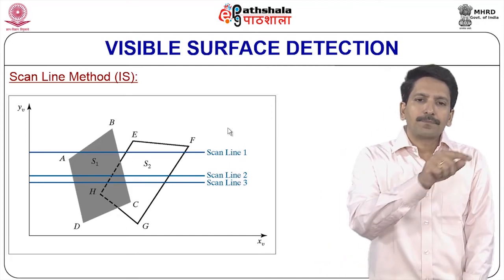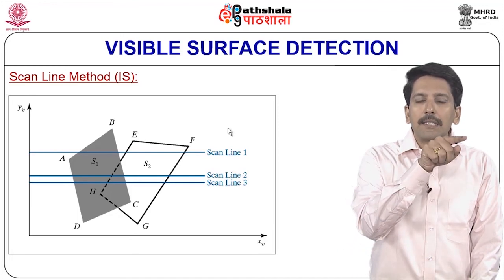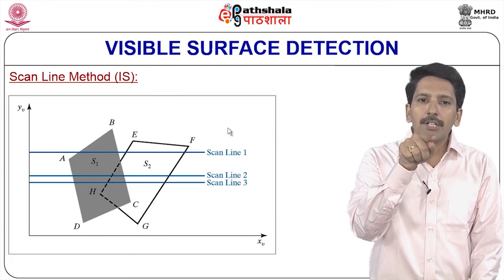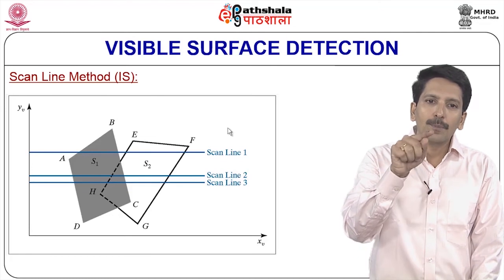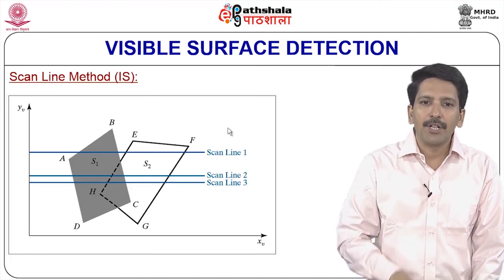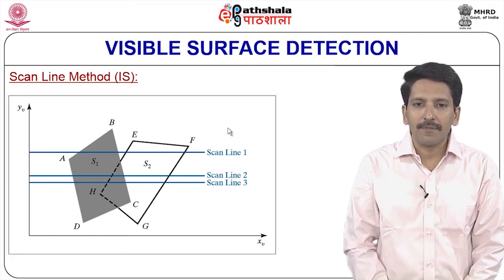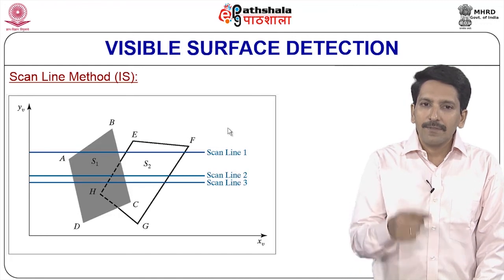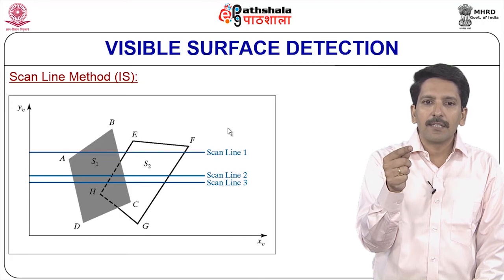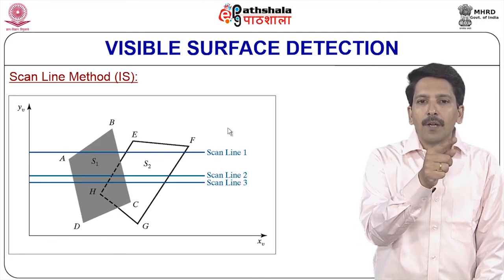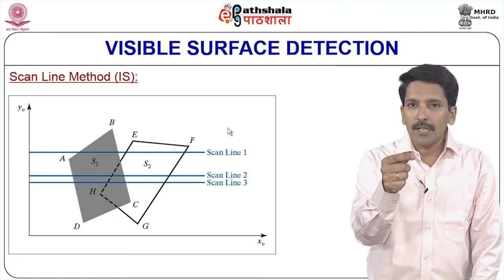Now, the first scan line, as you can see, intersects the edge AB of S1 and edge EH of S2, and also edge BC of S1 and edge FG of S2. So, it intersects 4 edges of these 2 faces. If you look at scan lines 2 and 3, the number of intersections is still 4, but the difference between scan line 1 and 2 is that, for scan lines 2 and 3, there is no difference here.